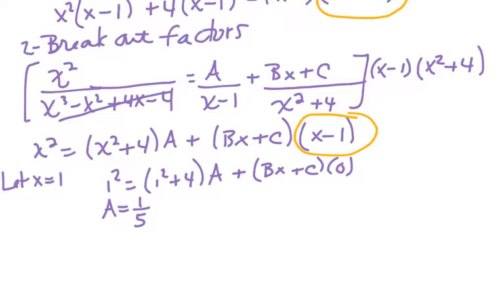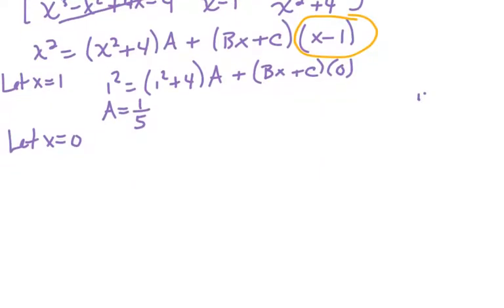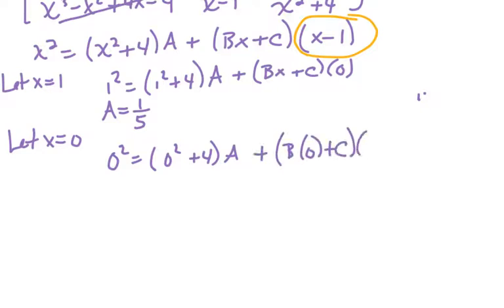Okay, so we're having a little bit of difficulty here. What I think I would do at this point is, if we can't knock something out, we try and let x equal something simple. Both x equals 0 and x equals 1 are simple values for x. So let's try x equals 0. We get 0 squared plus 4A plus B times 0 plus C times minus 1. So solving this equation, you get C is equal to 4/5.